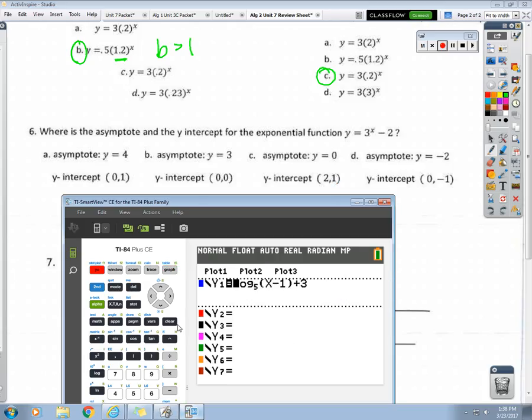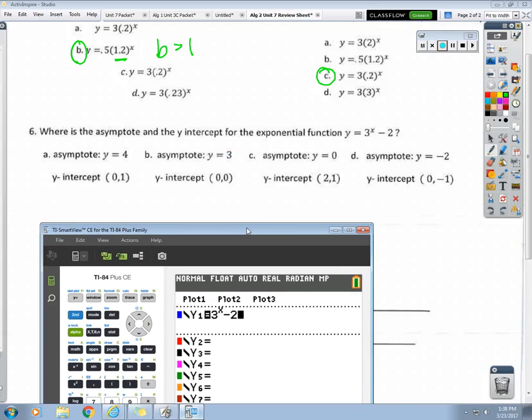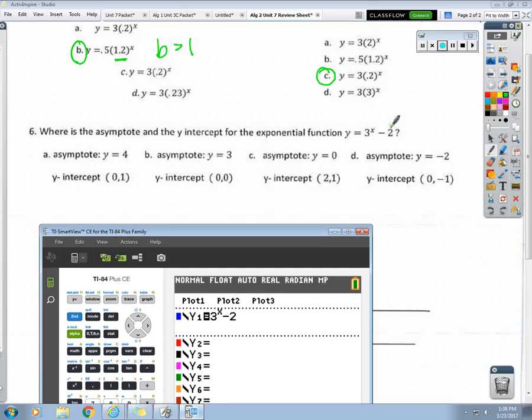Y equals 3 to the x power minus 2. But before I hit graph, can anybody tell me what this negative 2 will do to it? It'll shift everything down 2, which will put the asymptote at negative 2. Can anybody tell me why that would make the y-intercept negative 1?